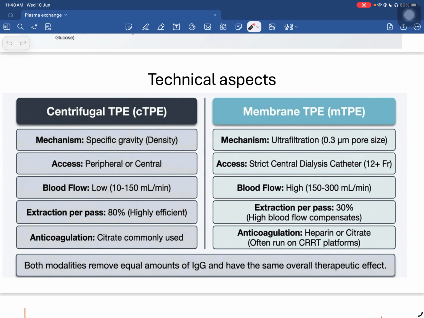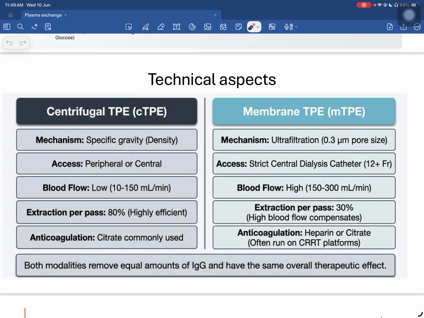But in case of membrane TPE, what is being done is it is using ultrafiltration as a mechanism. The blood flow rates are higher over here, that is 150 to 300 milliliters per minute. So that is why you need a strict central dialysis catheter in place, because to take out the blood with such high blood flow, you need a wider lumen.